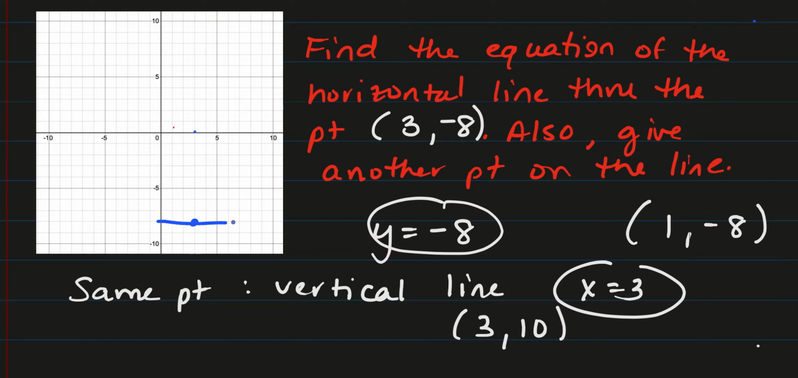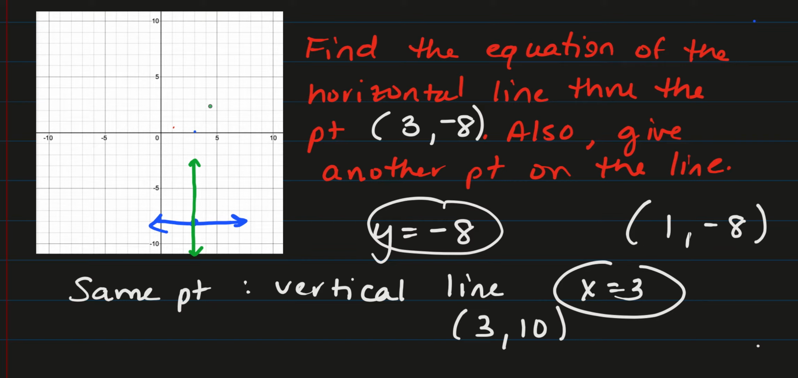So this would be the horizontal line. So you can see y is equal to -8, and then the point 1, -8 is on the line. And if you wanted to draw a vertical line through this point, it would look like this. And you can see that 3 all the way up, you can see 3, 10 is on this line.